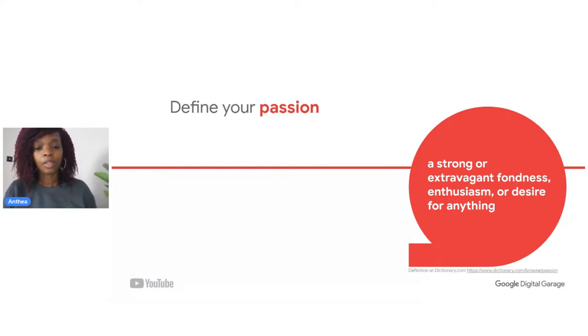So you need to determine what that passion is, which is a strong or extravagant fondness, enthusiasm, or desire for anything. So what lights you up? What makes you feel like, gosh, I can't wait to get stuck into this? What are your values and your beliefs? What's your story? And if you're not sure what you want your channel to be about, just consider searching.